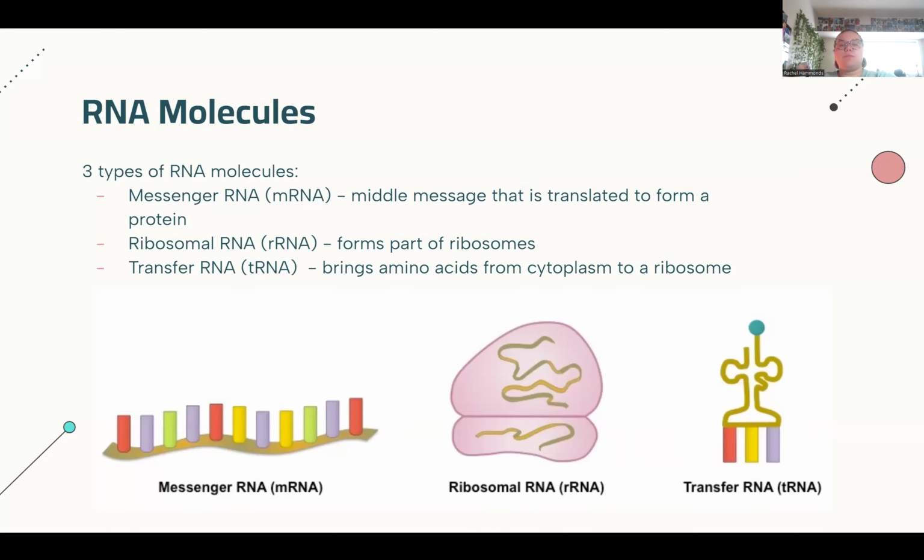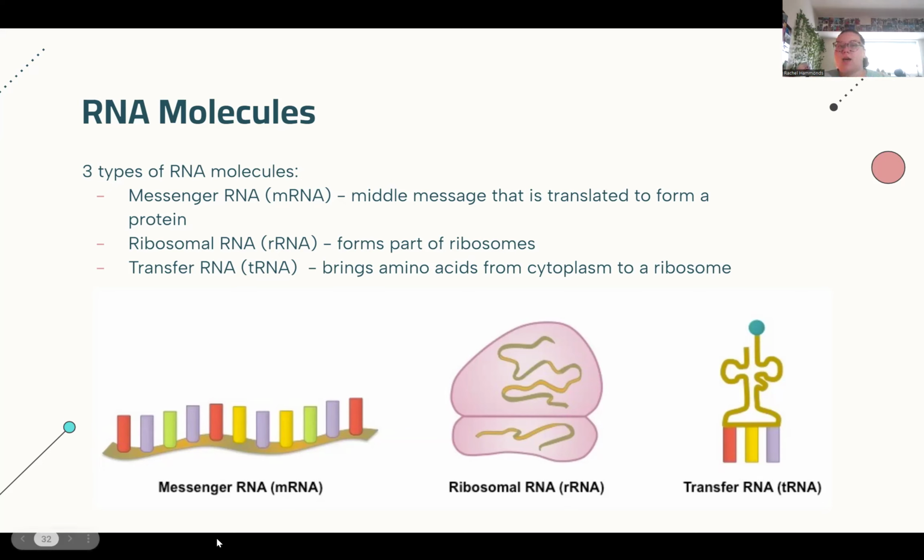There are three important types of RNA molecules. There are actually a lot more types, probably hundreds, that we're not going to discuss in this class, but these are the three you need to know. Messenger RNA, or mRNA, is the middle message that is the translated form of a protein. This is what mRNA looks like. It is just a strand of RNA.